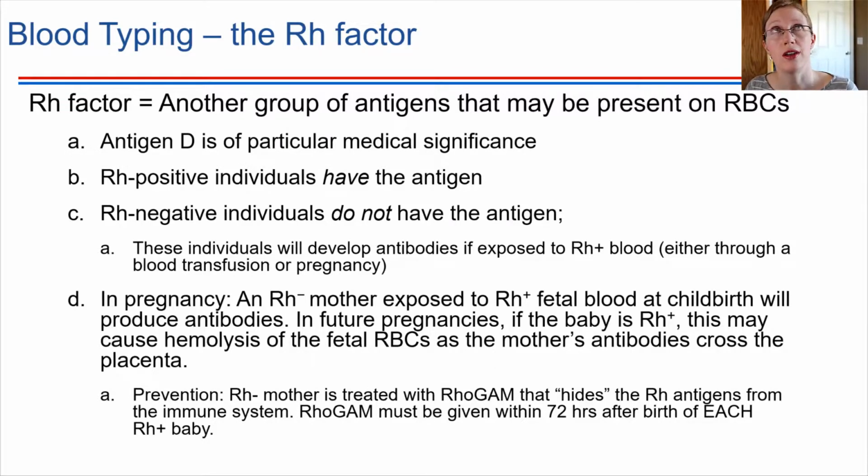If the mother is a positive blood type, Rh positive, there's no need to worry about this at all, because that means the mother has the antigen herself, so she's not going to have antibodies against it. So that is a little bit about blood typing.